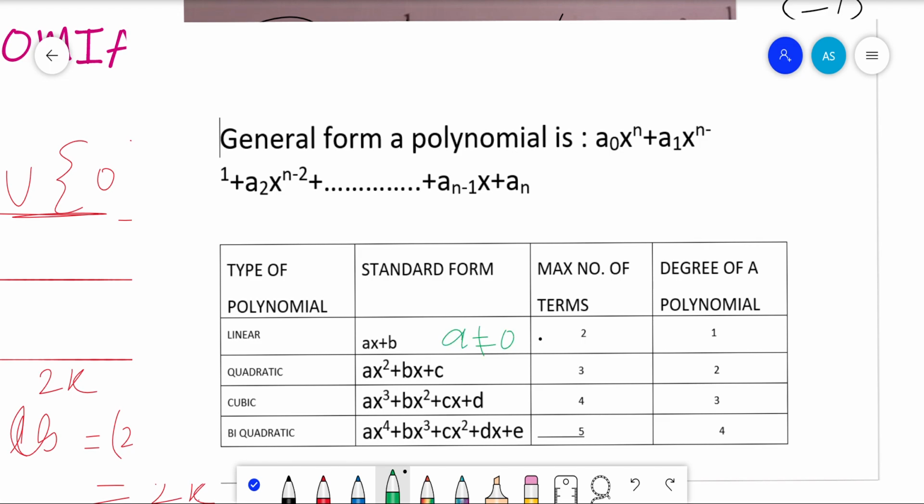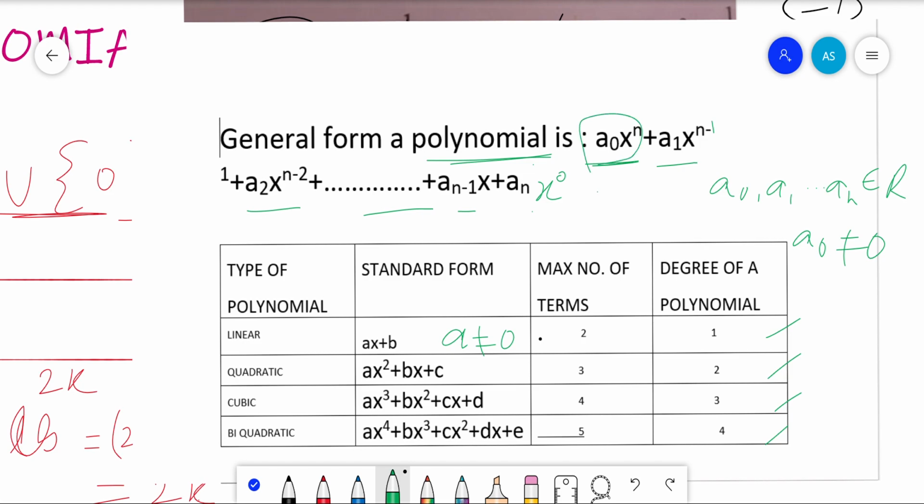And the maximum number of terms and degree of the polynomial in the 4 varieties. And what is the general form of a polynomial? General form of a polynomial is a0 x power n plus a1 x power n minus 1 plus a2 x power n minus 2 plus and so on, an minus 1 into x plus an, which means x power 0 here you will get. And the conditions are a0, a1 and so on, an belong to the real numbers, and a0 is not equal to 0, because that is the leading coefficient, and the leading coefficient of anything is not equal to 0. So this is the table you have to understand.